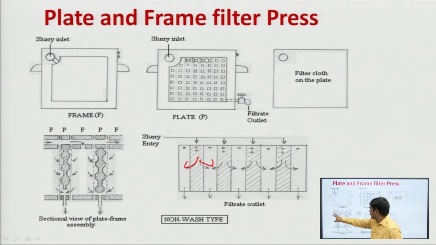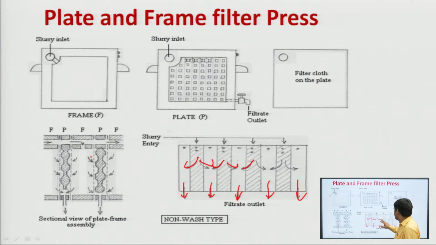Here also you see from the frame the slurry is passing to the plates, and from the plates the liquid is passed and the solid particles are retained in the frames, and through this filtrate outlet the filtrate is collected. In a similar fashion, in all the frames the slurry enters, and after filtration the liquid passes to the plate, and from the plate we can collect it at the filtrate outlet.